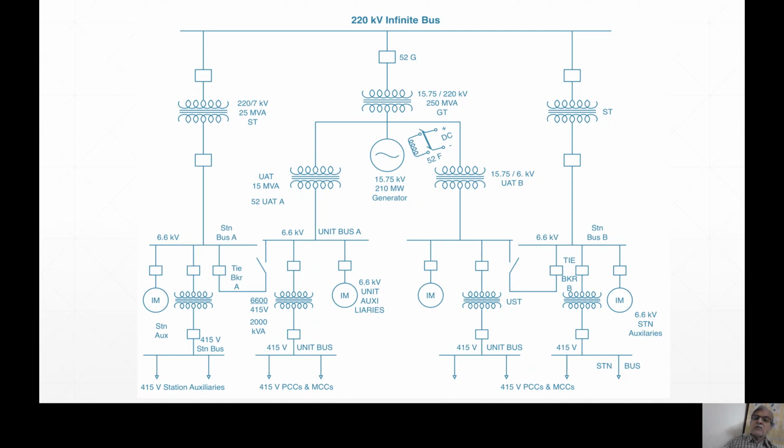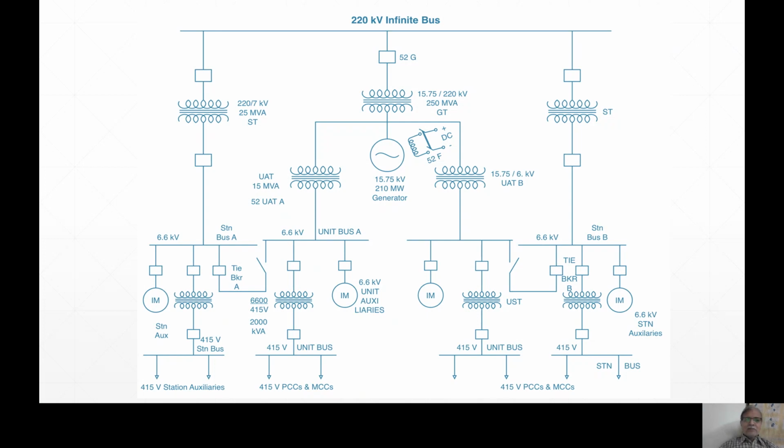UAT is 15.75 kV to 6.6 kV. It is converting to 6.6 kV because they are all 6.6 kV motors. So unit auxiliary transformer is 15.75 to 6.6 kV. This is 6.6 kV to 415 volt. And then it will feed many 415 volt power control centers and motor control centers. Right? So you can see that is there.